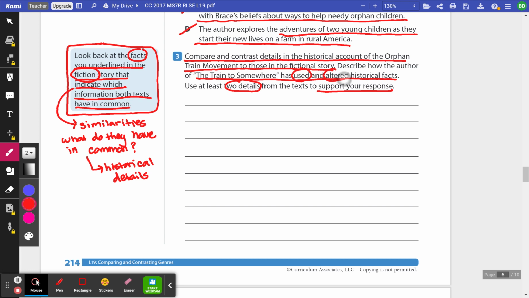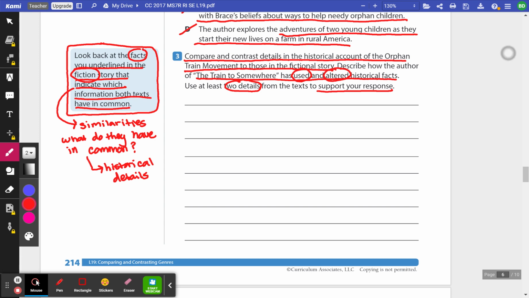So, guys, this writing prompt is going to be very similar to the writing prompt we did in part 3. You were just elaborating on that just a little bit more. So, you're going to tell me what historical details did the author of The Train to Somewhere use and alter in her writing of that fictional story? So you're comparing and contrasting the details from the historical account to the fictional story. And you have to have at least two specific details from the text while you are doing this.